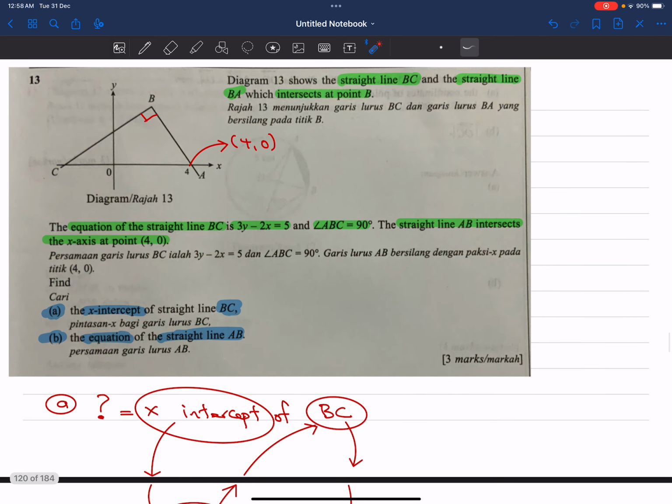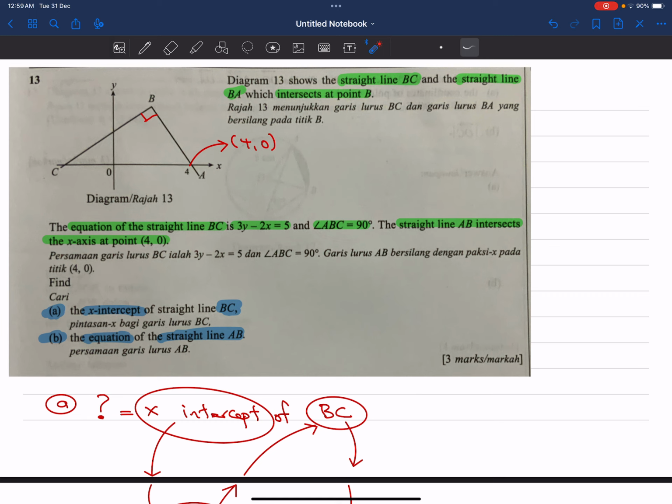Topic: Coordinate Geometry. Diagram 13 shows the straight line BC over here, and the straight line BA over here, which intersect at point B. Both lines are intersecting at point B. We are given the equation of the straight line BC is 3y minus 2x equals 5. So we are given the equation of the line BC. And the angle ABC is 90.